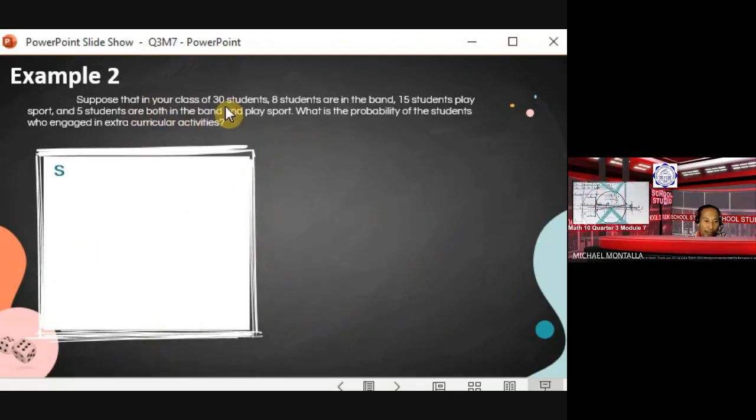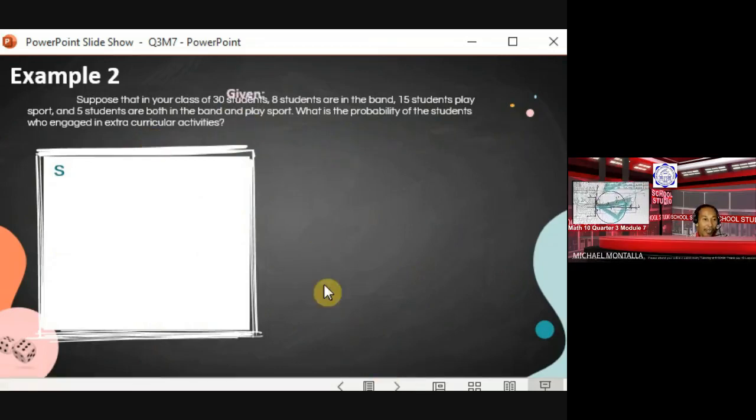Suppose that in your class, halimbawa ikaw yung teacher, may 30 students ka. 8 doon in the band. 15 doon sa students, naglalaro ng sport. And 5, both in the band and sport. Okay. So, na-imagine mo ba yung problem? Meron tayong both. Ibig sabihin, overlapping circles tayo. Meron tayong end. Ang tanong, what is the probability of the students who engage in extracurricular activities?